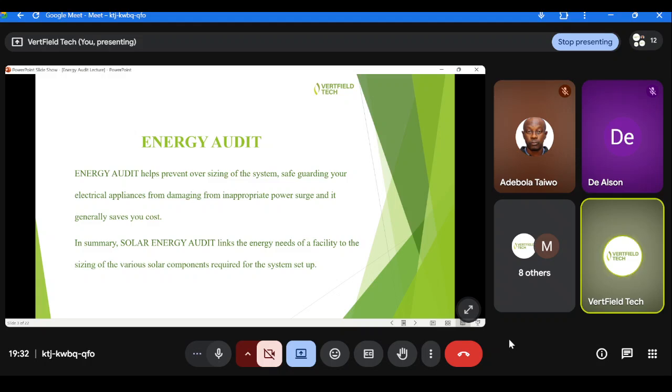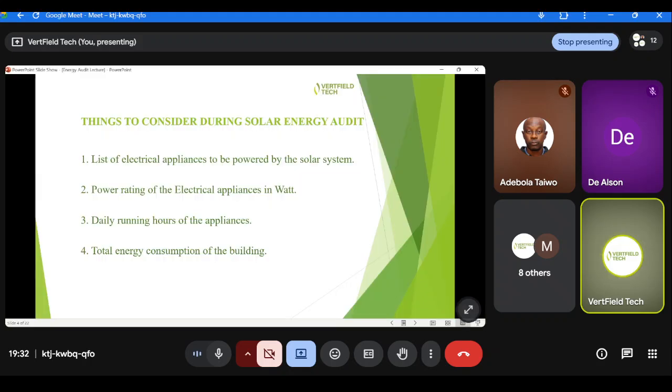In summary, energy audit links the energy needs of a facility to the sizing of the various solar components required for that system setup. Yes, that is what it typically does. It helps you to link between the energy need and then using that information to size your various solar components. I hope we are still together. I hope we are together.